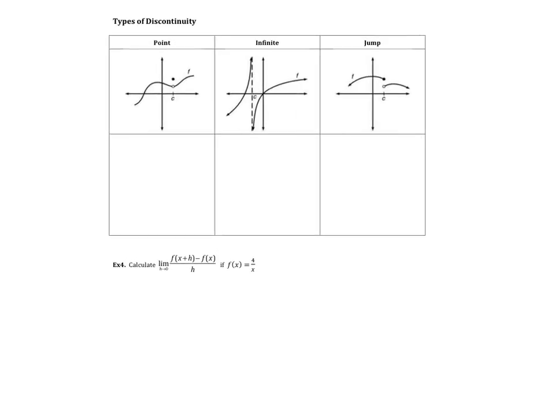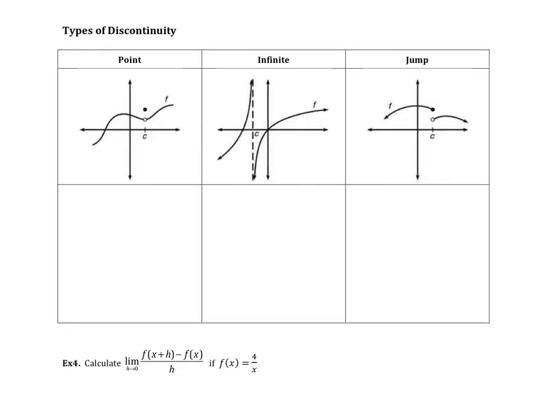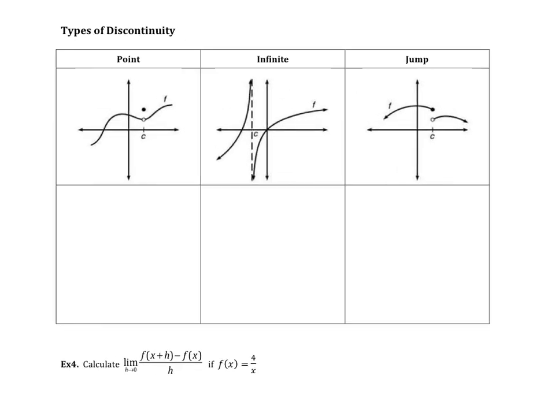So we have three different types of discontinuities. We have point discontinuity, we have infinite discontinuity, and we have jump discontinuity. And we have pictures here of the three different types of discontinuities. So a point discontinuity is discontinuous at a specific point. Like here, you can see it's discontinuous at that specific point C.